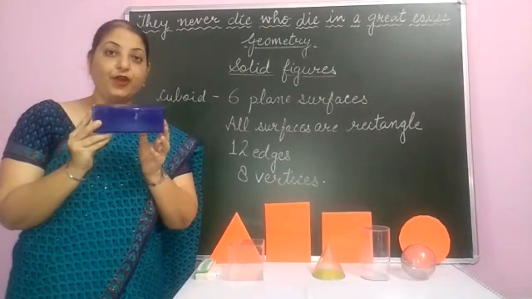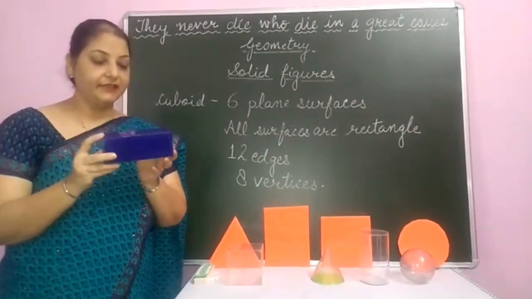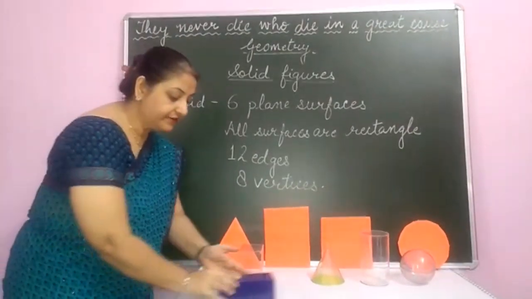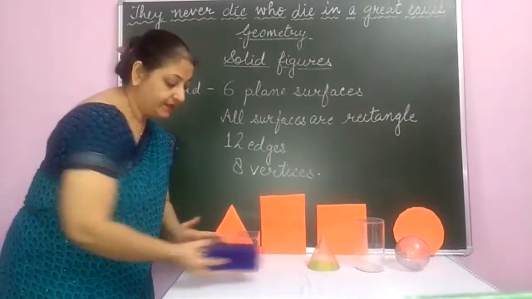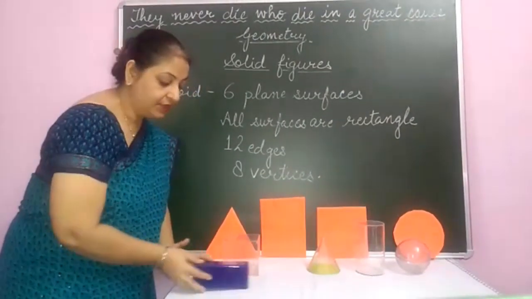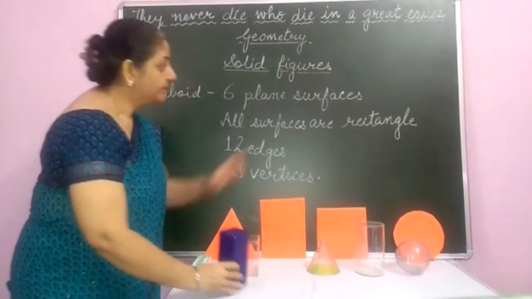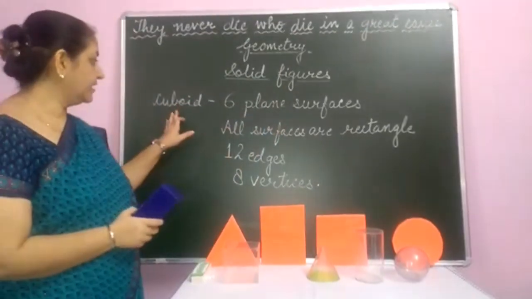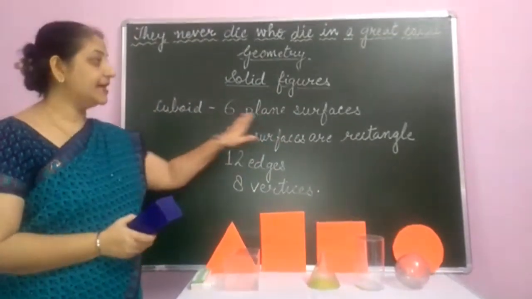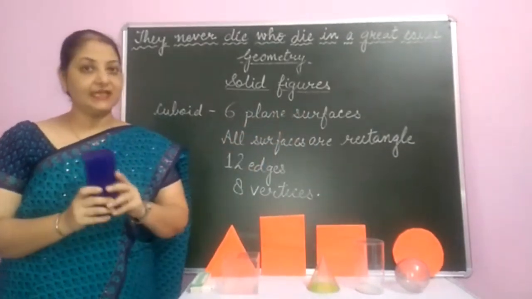Again, this cuboid also has 6 surfaces and all the surfaces will slide. Again, it is not rolling down. So, all the surfaces are plane surfaces. So, again, the first property of cuboid is 6 plane surfaces it has.